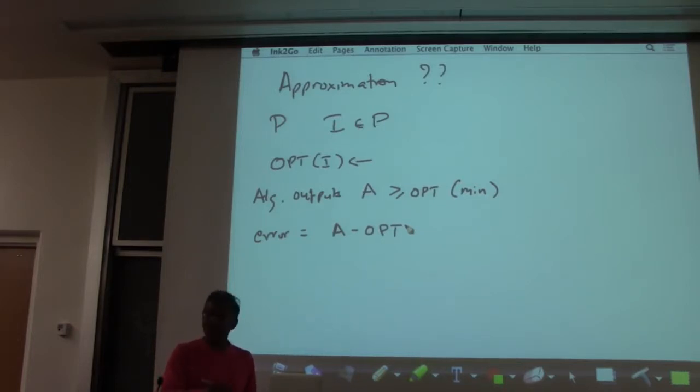And if you want to sort of make this agnostic to max versus min, you might instead say something like this. Just so you can write it. And this error is sort of well known. It has a name. It's called absolute error. Okay. You'll see why.